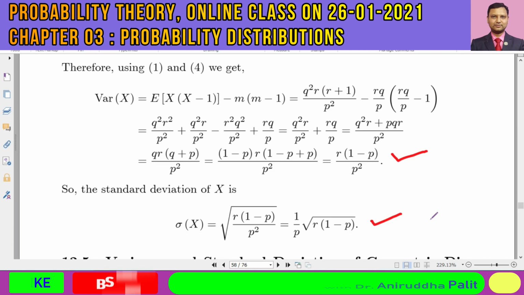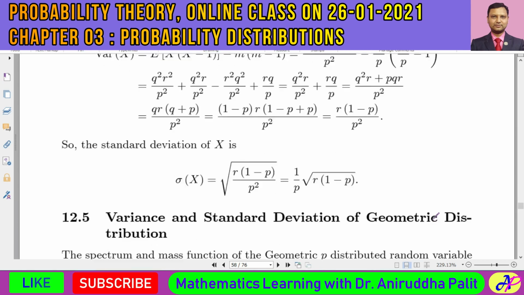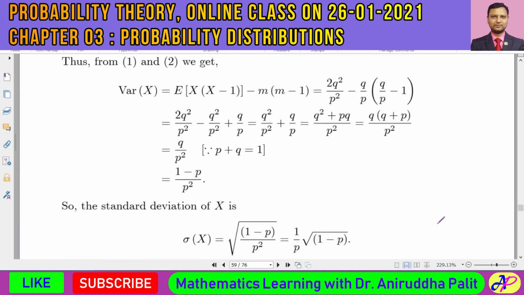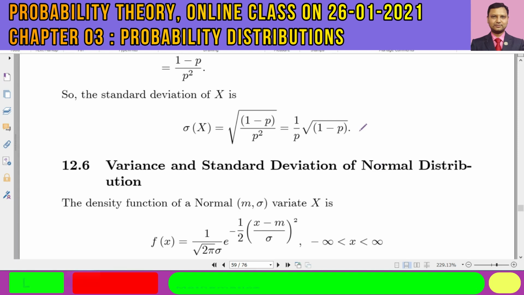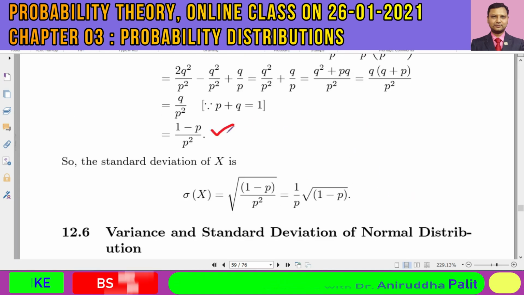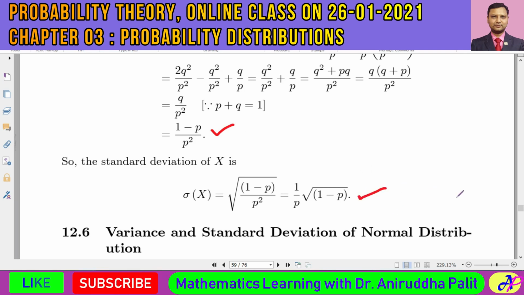And in this Pascal distribution particularly, if we put r is equal to 1, then you will get the geometric distribution. So by putting r equal to 1 and doing the same kind of computation, you will be able to compute the variance and the standard deviation of the corresponding distribution.